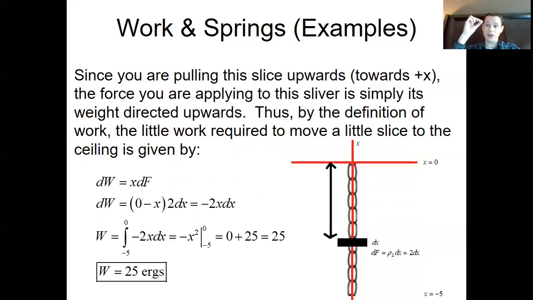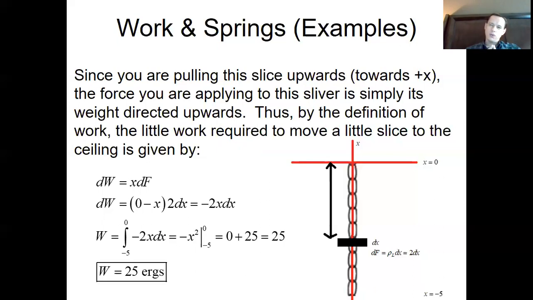It's 5 feet long. So if x's are getting more positive this way and negative this way, and the top of the ceiling is 0, then the bottom of the chain, being 5 feet long, will be down here at x equals -5. I need to add up that slice and this slice and all the slices all the way up to where x is 0. So my limits of integration are from x equals -5 all the way up to 0. After that, it's pretty easy. You plug in, do your integral, plug in your limits, and you get 25.